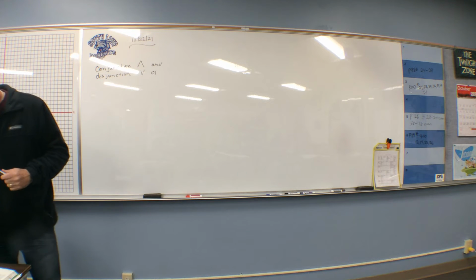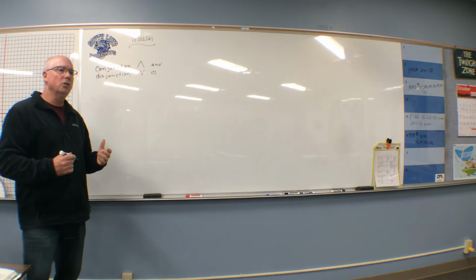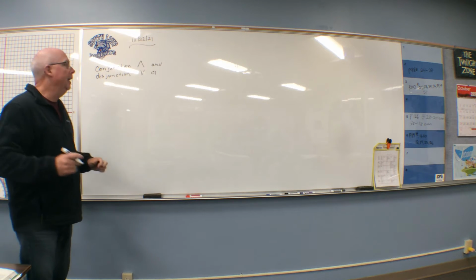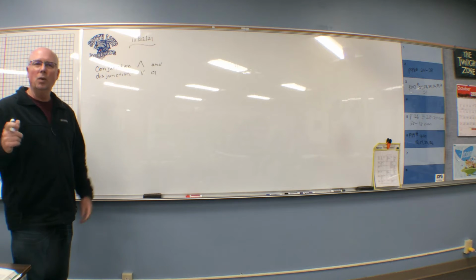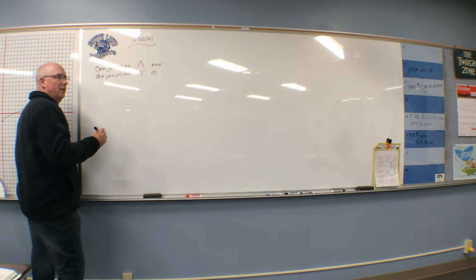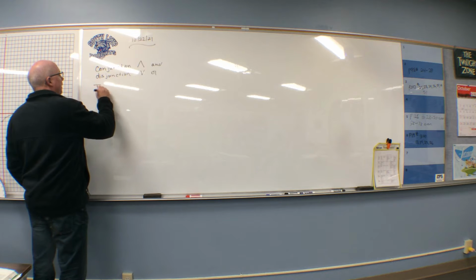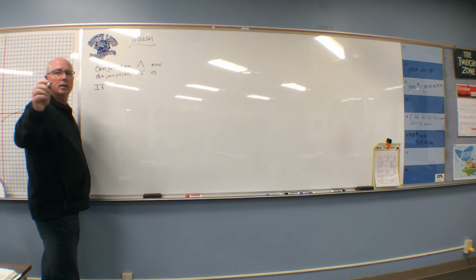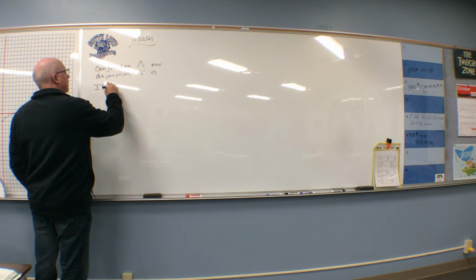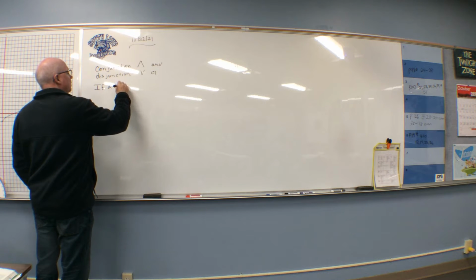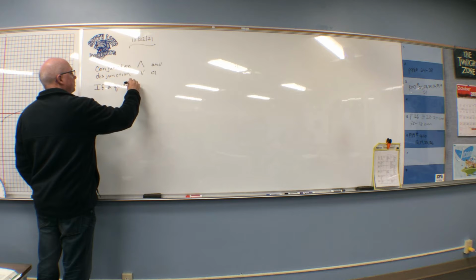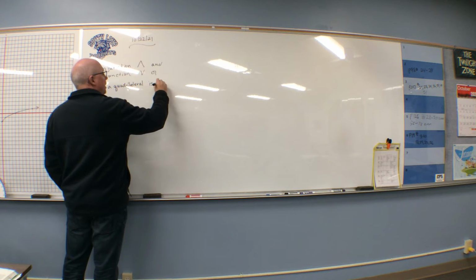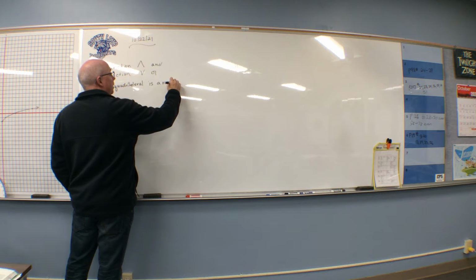So we were talking about a conditional, and the inverse, the converse, and the contrapositive. I gave you a conditional yesterday. What was the original conditional? If a quadrilateral is a rectangle, then it has four right angles. That was the original.